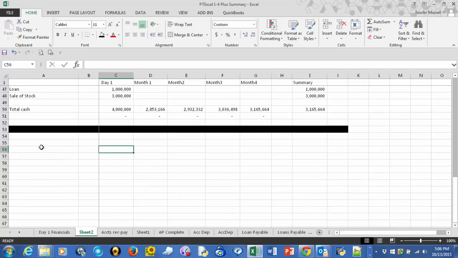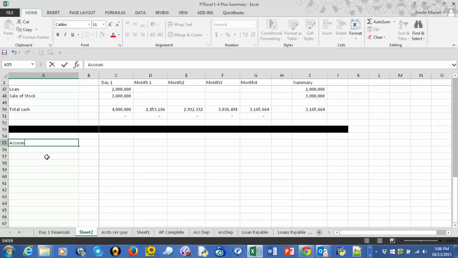All right, so now we're going to start on accounts receivable, and we start with putting labels in, and we name this table accounts receivable. Okay, and then all the tables that we will be doing will basically be the same. They will have the same structure, and just different words. So we start with the beginning balance.